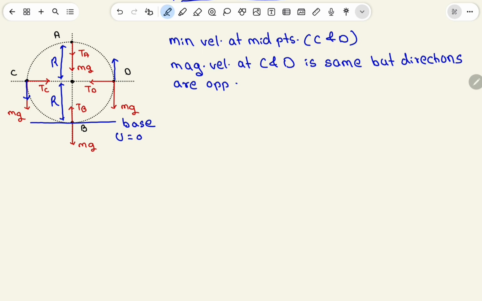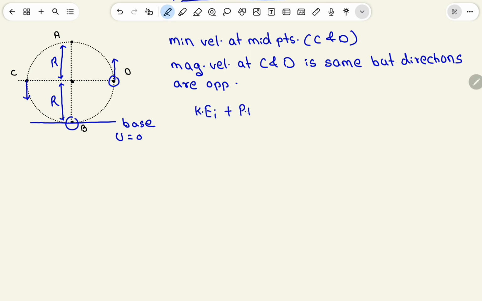Now I'll just erase the forces. Again, we can use energy conservation because the force acting is gravity, which is a conservative force. But now we will conserve the energy at one of the midpoints. Let's consider point D and the bottommost point, that is B. According to the energy conservation equation, kinetic energy initial plus potential energy initial is equal to kinetic energy final plus potential energy final.